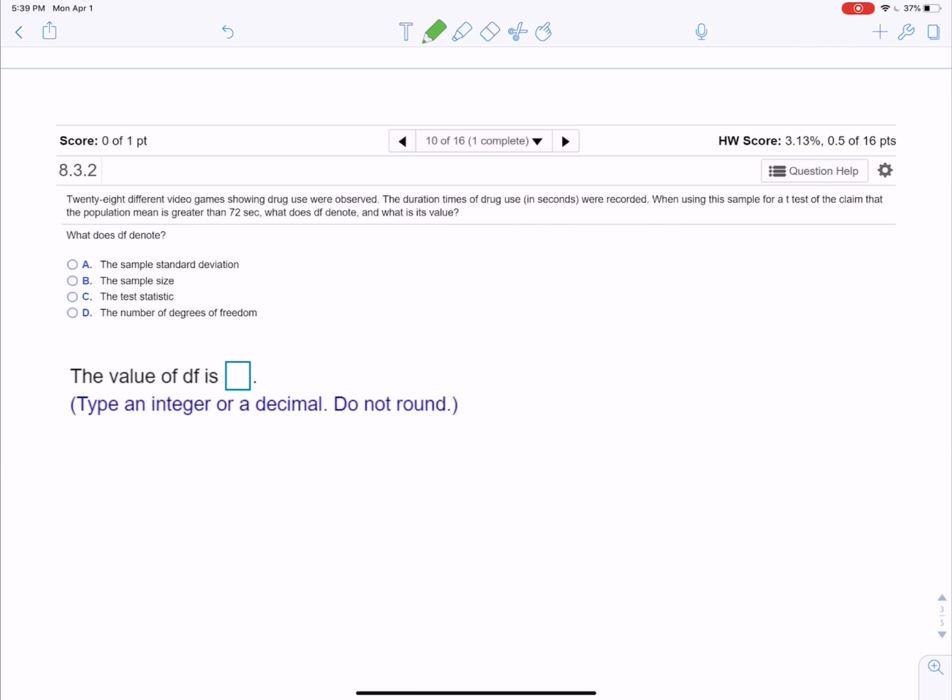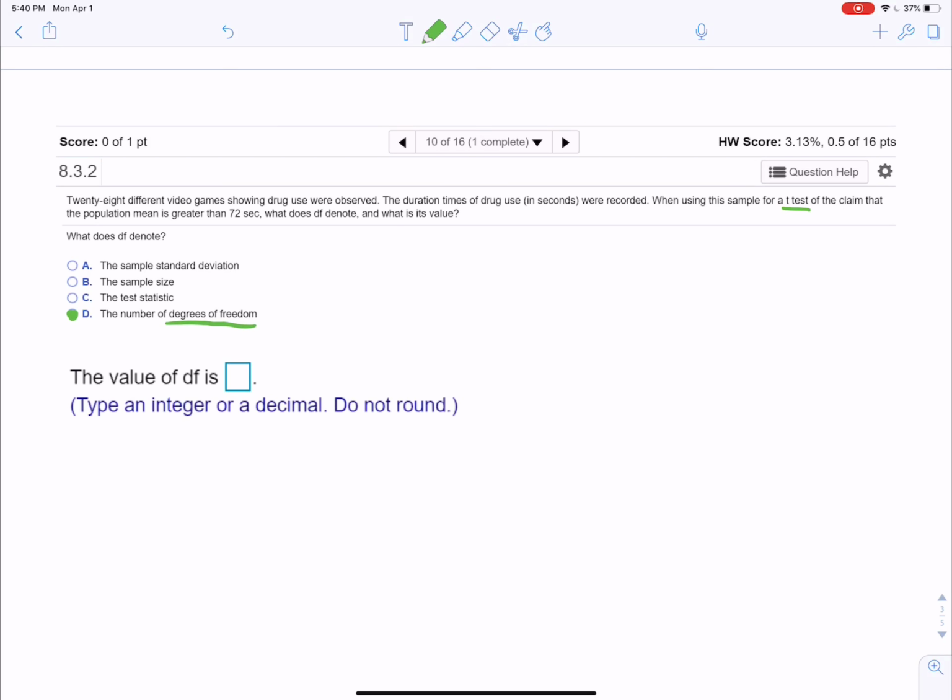Let's look at number 10. Here, they're telling us that we're going to use a t-test, and then they're asking us what does DF denote and what is its value. So same thing, this is a definition question. DF is the number of degrees of freedom. And we know from watching those videos that the degrees of freedom is our sample size minus 1.